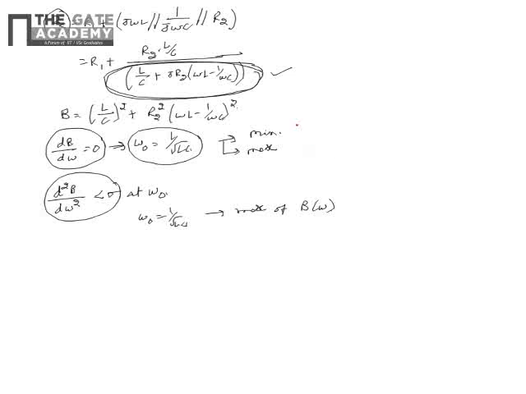So as B of omega has maximum magnitude at omega naught equal to 1 by root LC, Zs will be minimum, or the magnitude of Zs will be minimum at omega naught. So from this we see that the magnitude of the impedance as seen from the source is minimum when omega naught equals 1 by root LC. Hence the correct option which represents this frequency is A.